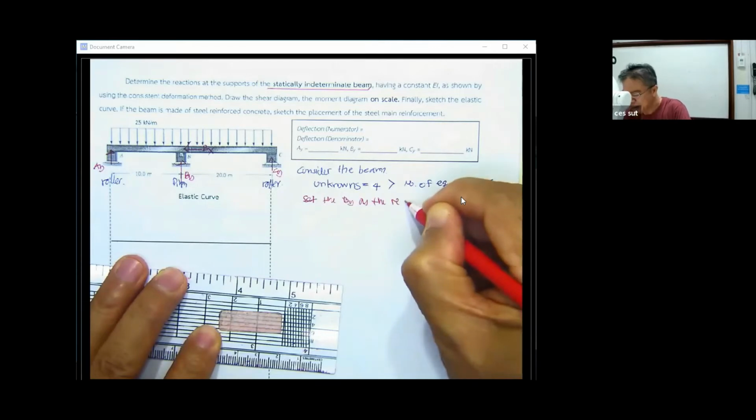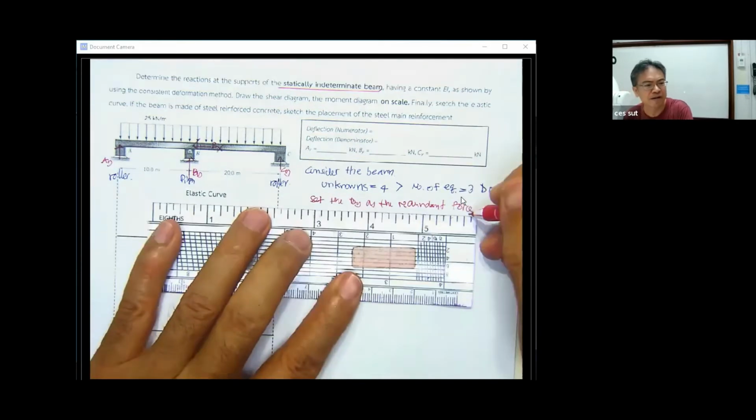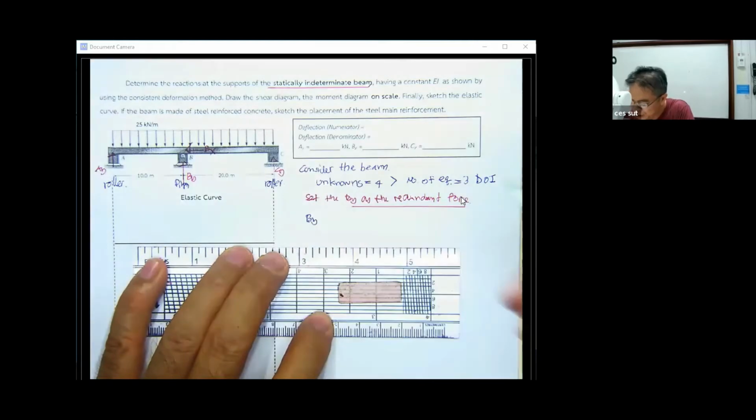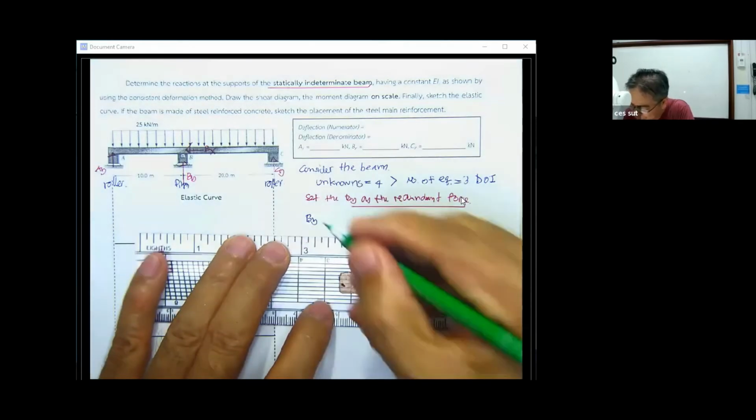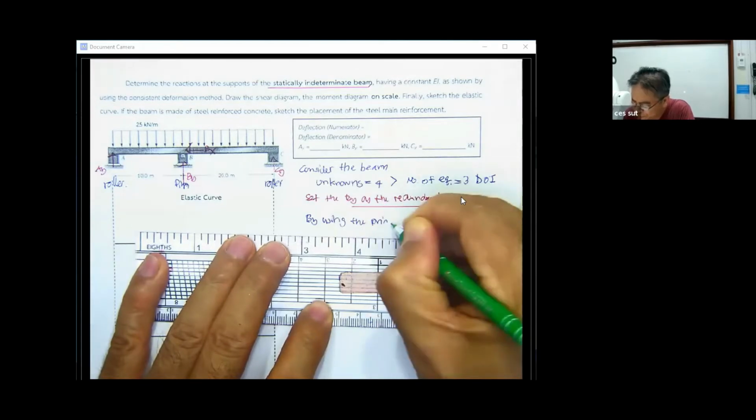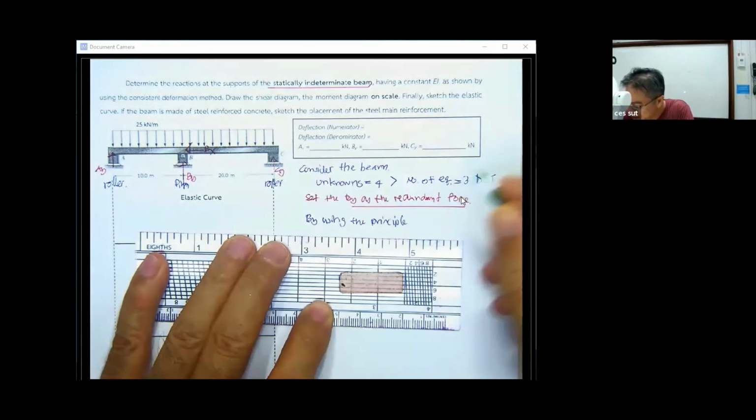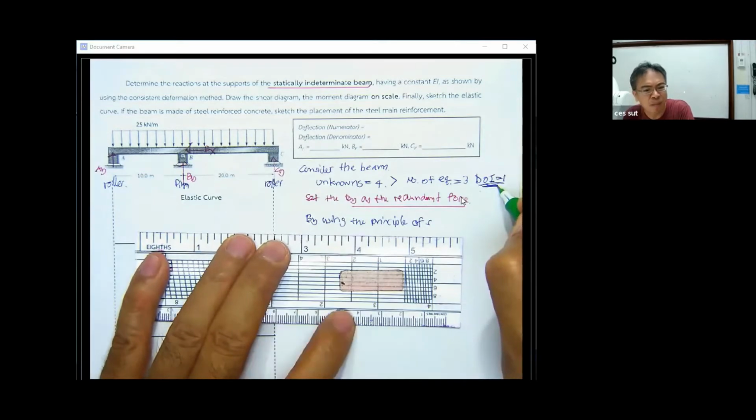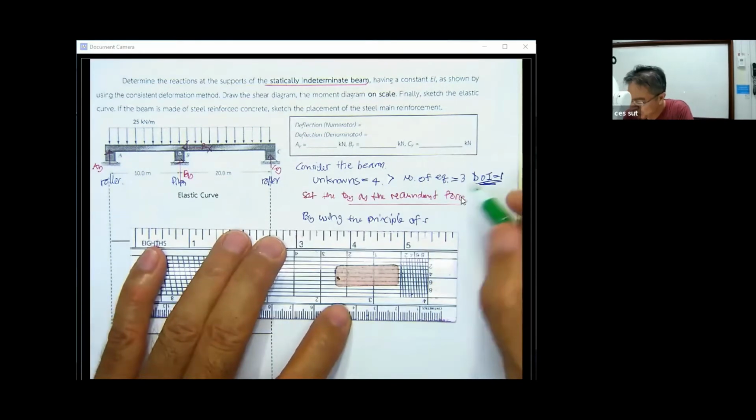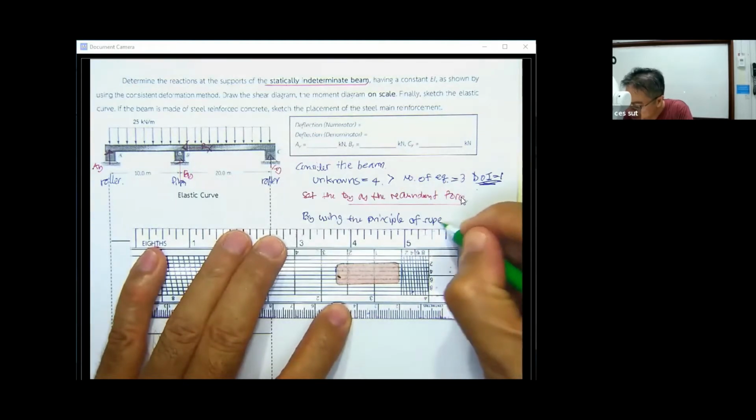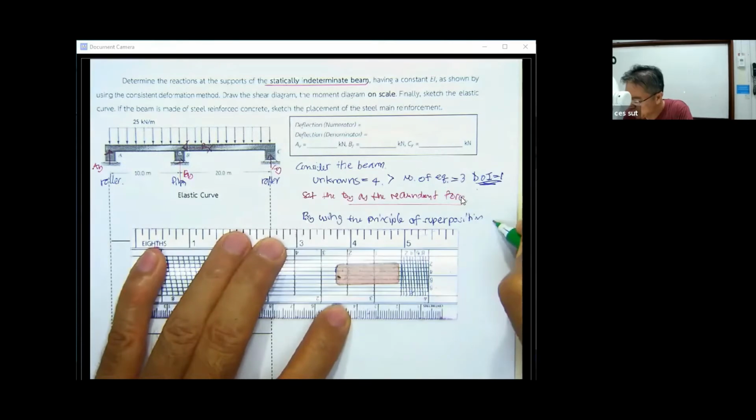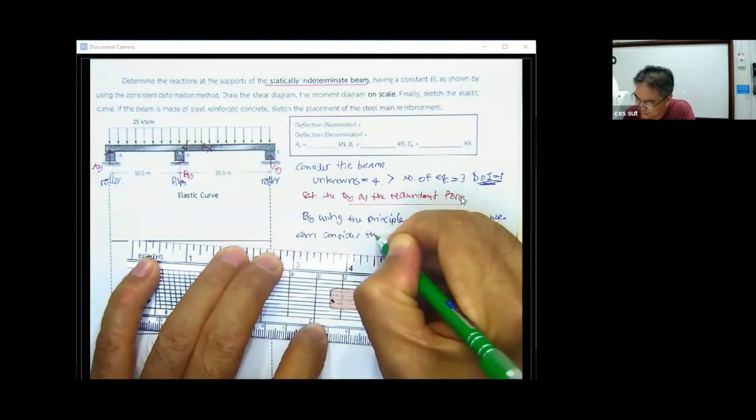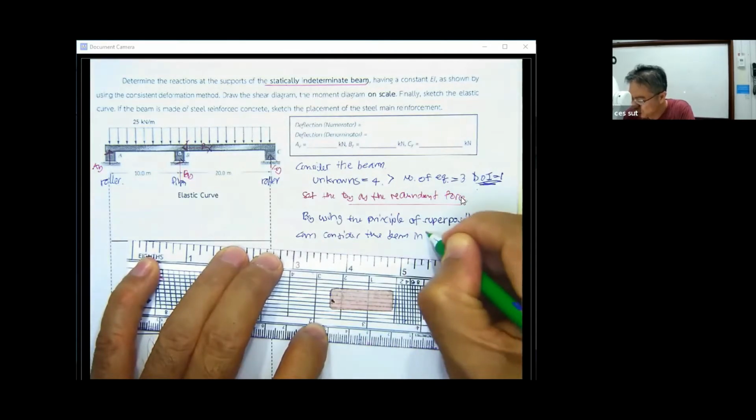force. Okay, and if you set B sub y as the redundant force, then you're going to use the principle of superposition. By using the principle of superposition, we are going to find one more condition, which is the compatibility condition, to solve this problem. So by using the superposition, we can consider the beam in 2 cases.